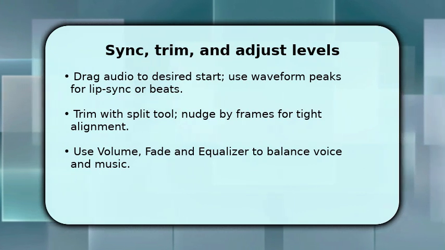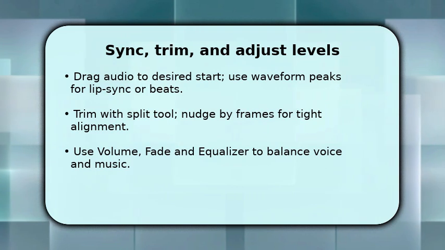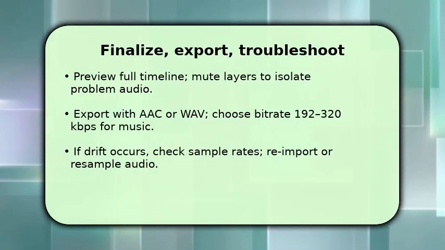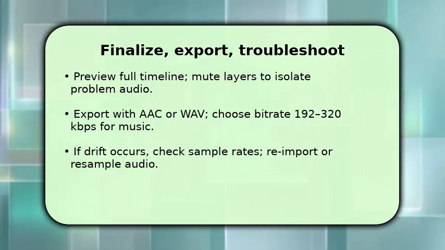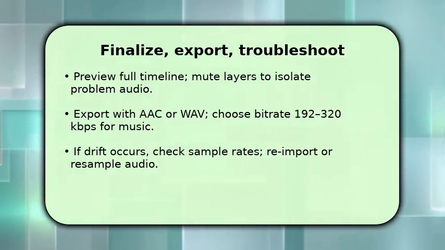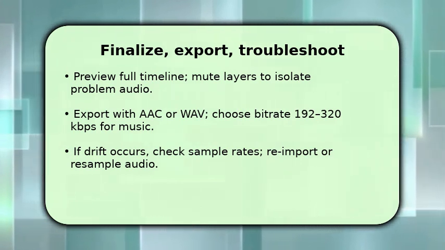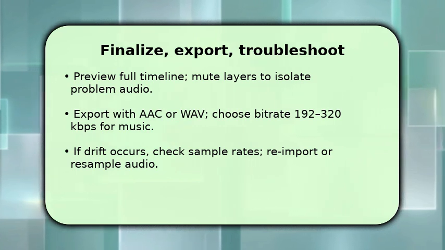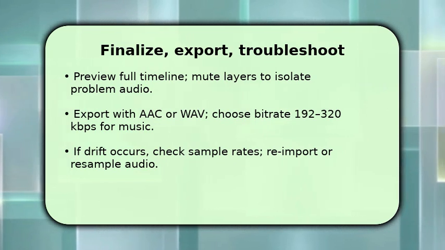You finish by previewing the whole timeline from start to finish, checking transitions and level consistency. Export using AAC or WAV and pick a bitrate appropriate for your content. Higher bitrates preserve dynamics for music. Once exported, test the file on a different device. If you encounter audio drift or sync issues, make sure the sample rates match between video and audio. If not, re-import a resampled audio file.